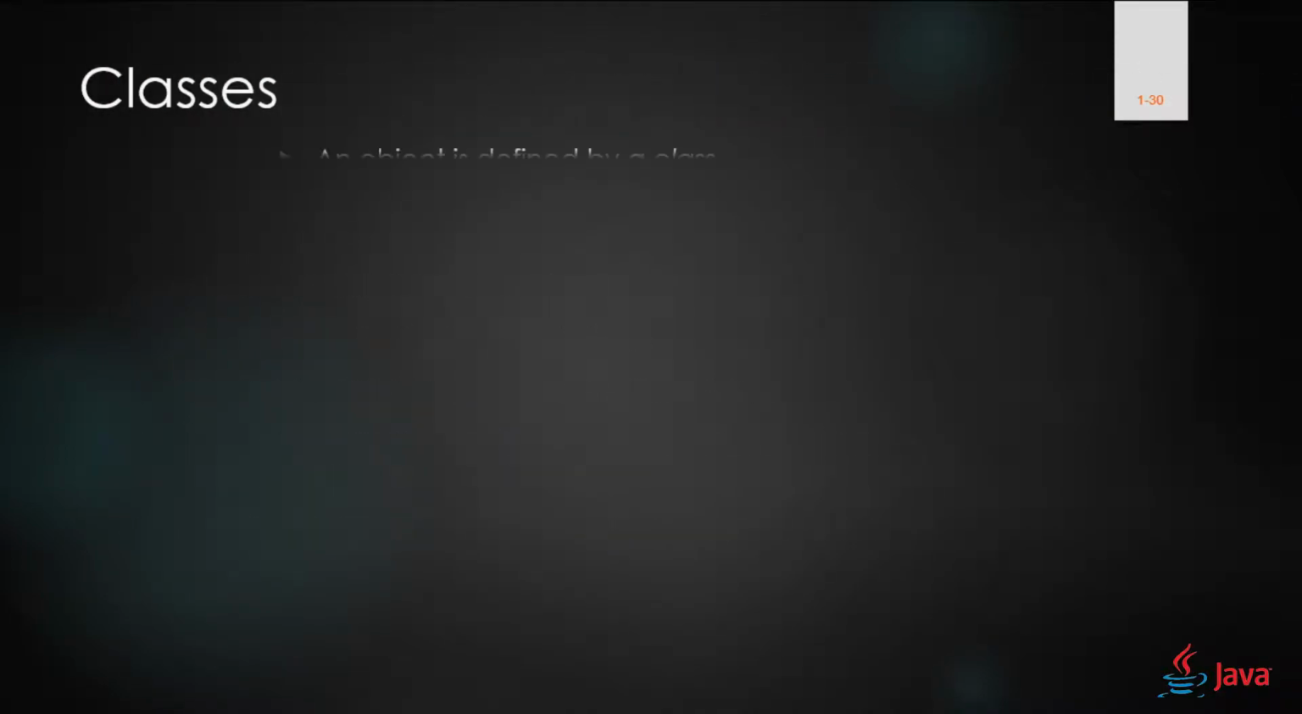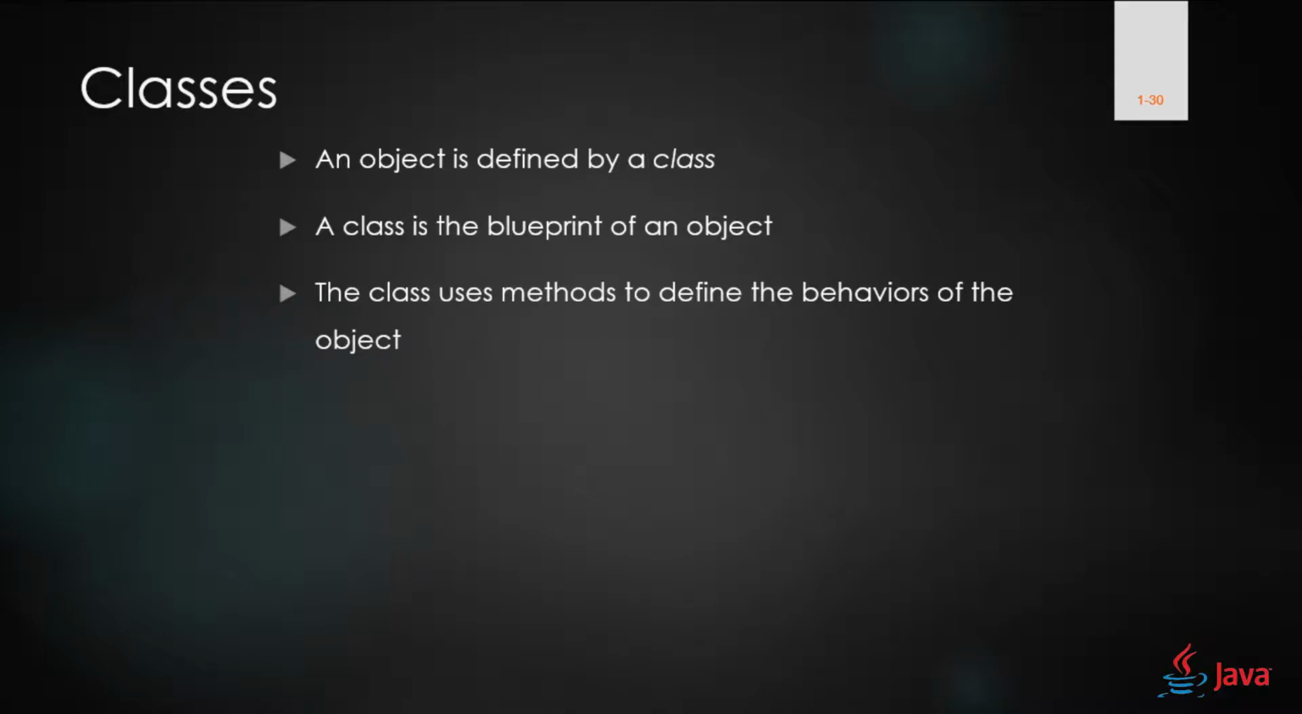Next up we have classes. Now this is a term you are going to listen to again and again and again, especially in Java. So classes: an object is defined by a class. A class is the blueprint of an object. The class uses methods to define the behaviors of the object. Multiple objects can be created from the same class.